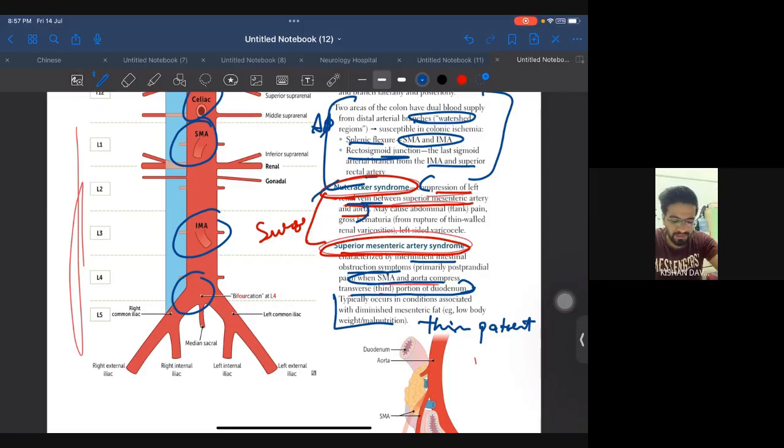So for these two, just one line, and in SMA syndrome you just need to remember the case. A thin patient will be given.